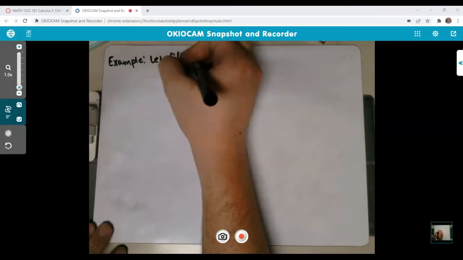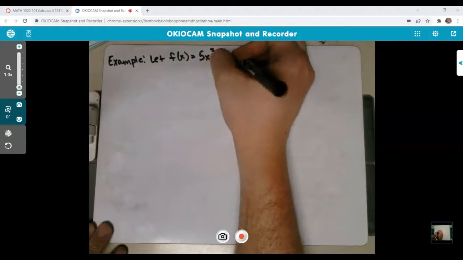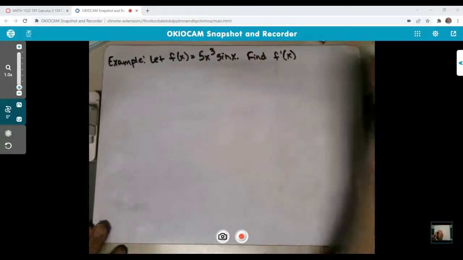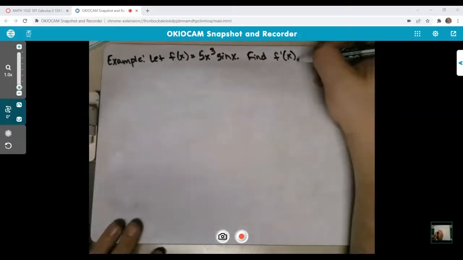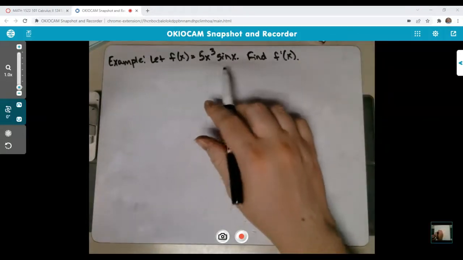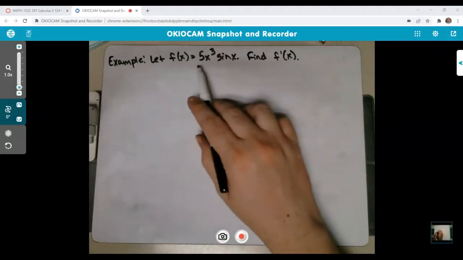We're going to let f of x be equal to 5x cubed sine of x. And I want to say find f prime of x. So what I would do whenever I saw this is I would say, okay, is there any special rule I've got to do? Well, notice this is a product. It's 5x cubed times sine of x. So this is a product, and so I want to use the product rule.